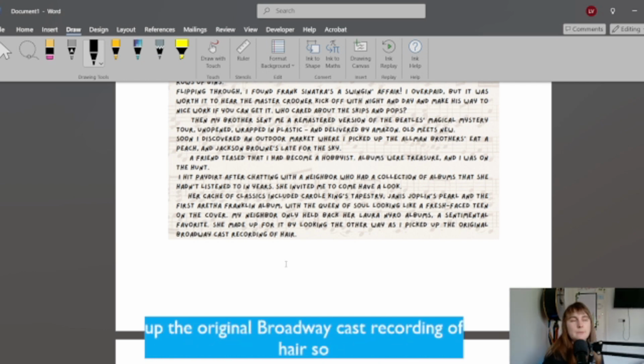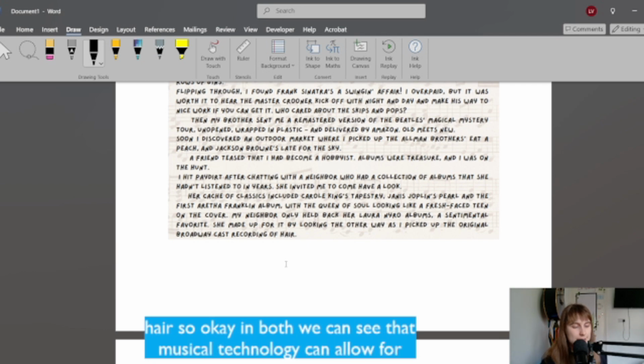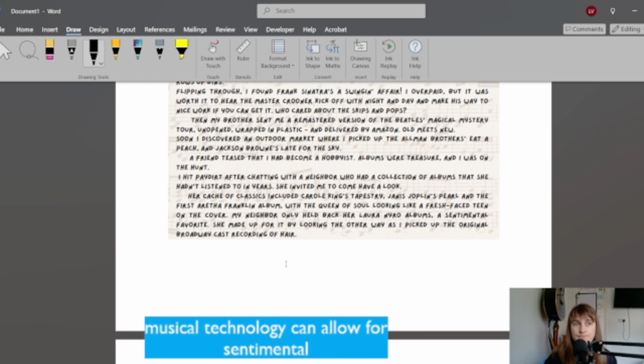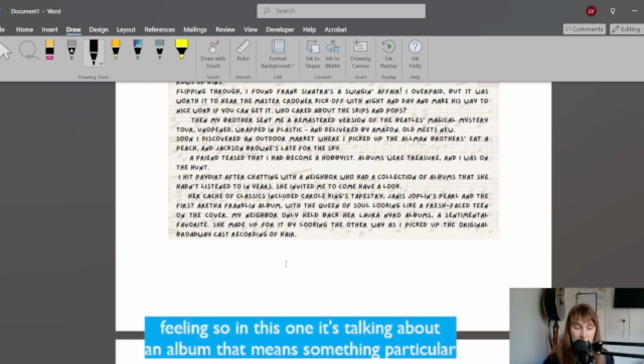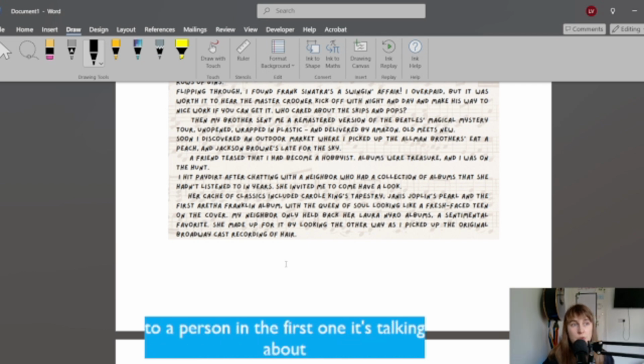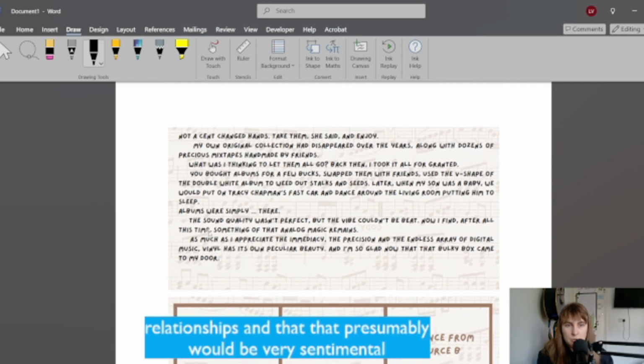So, okay, in both we can see that musical technology can allow for sentimental feeling. So in this one it's talking about an album that means something particular to a person. In the first one it's talking about personal communication and relationships, and that presumably would be very sentimental. That's something we could perhaps talk about.